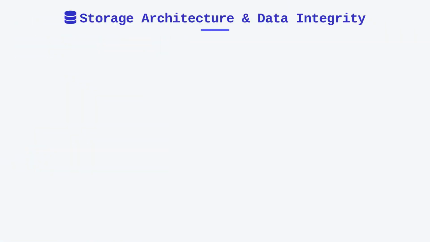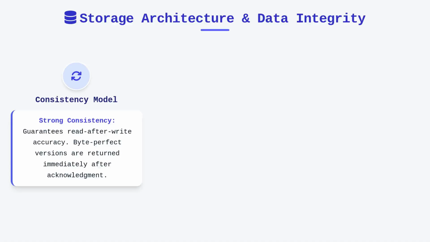In considering these storage choices, one must also account for read-write consistency models and the recovery metrics that define your business requirements. Consistency in a distributed object store generally follows the principle of strong consistency for read-after-write operations, ensuring that once you receive an acknowledgement that a file is stored, any subsequent read operation will return that exact byte-perfect version.